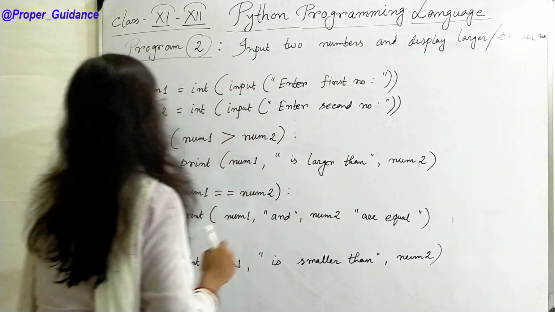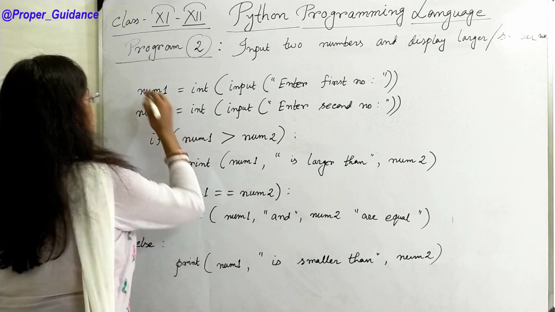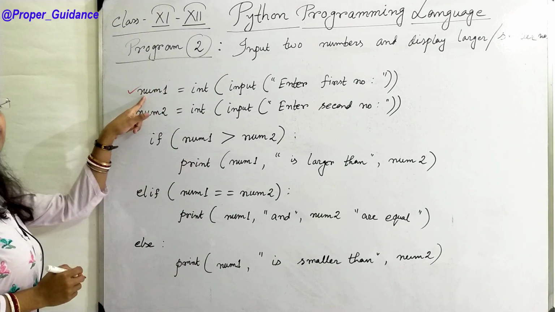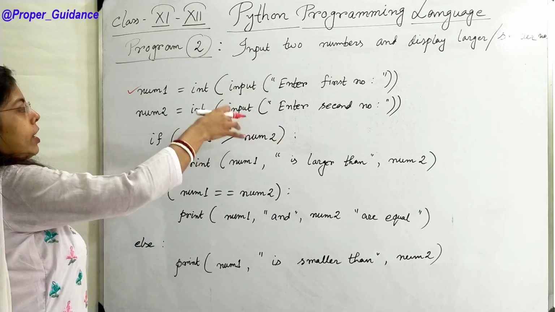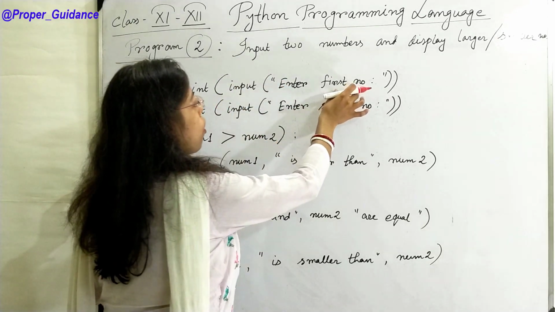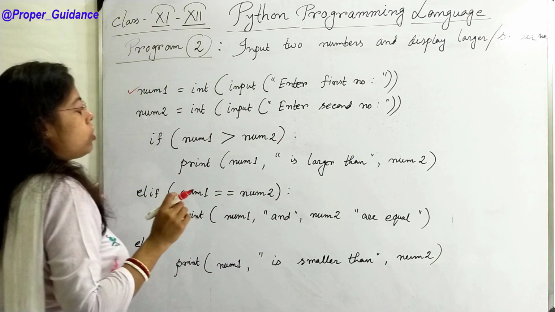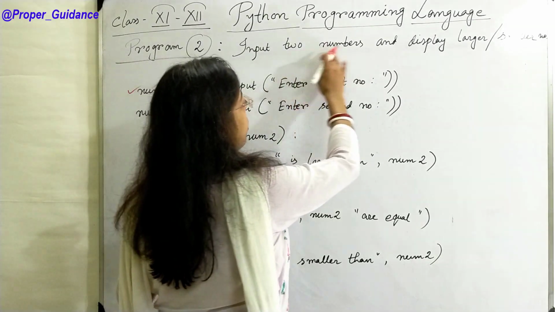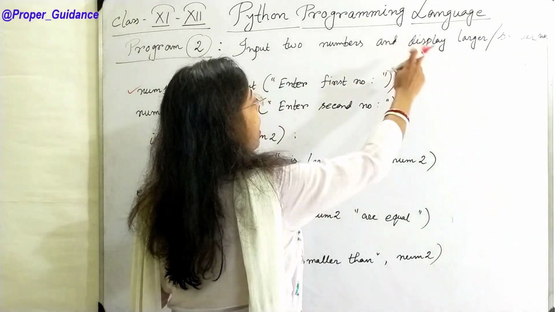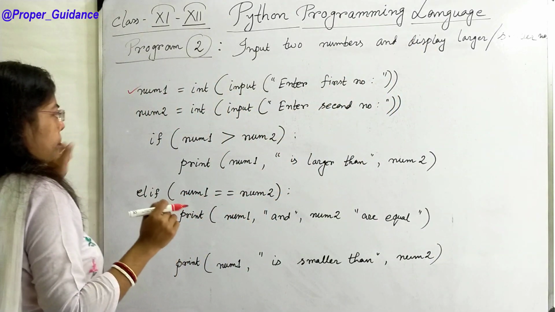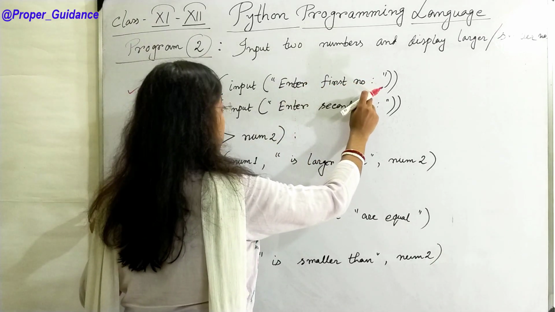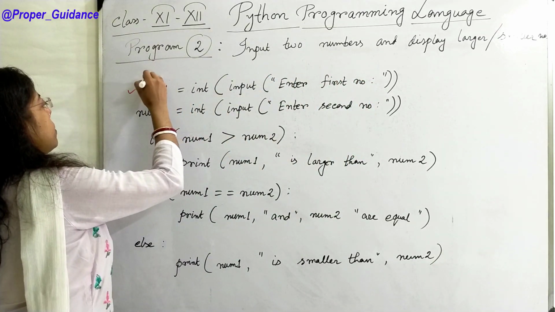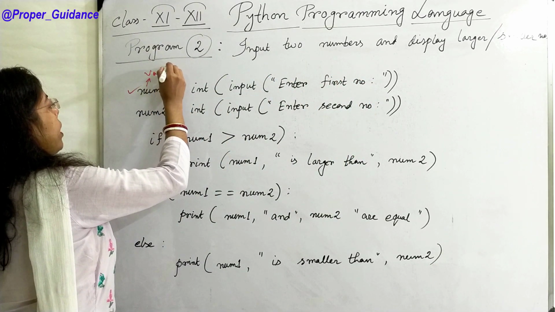Okay, now see the first line. This line implies a variable name. In this variable, we are taking the user input for the first number, because our program is to enter two numbers and display the larger and smaller one. So num1 equals int(input("Enter first number")). Now see, this is the variable name.